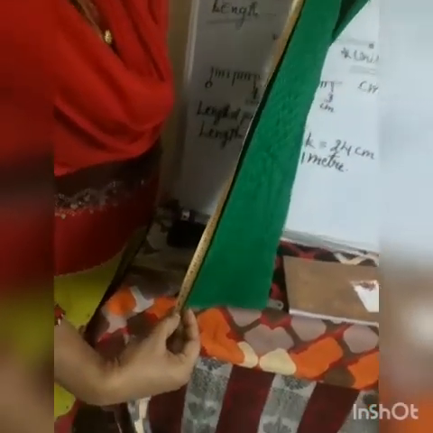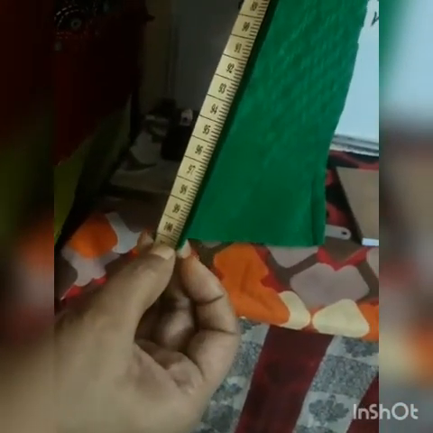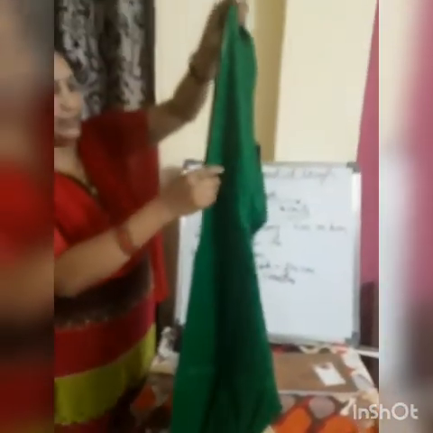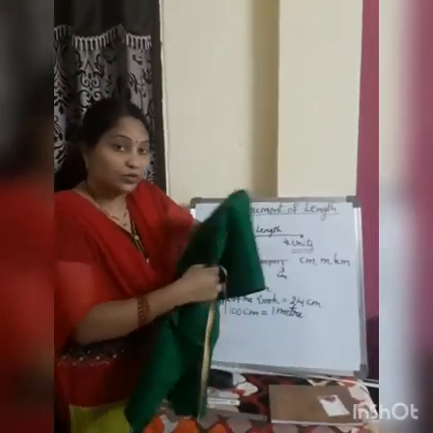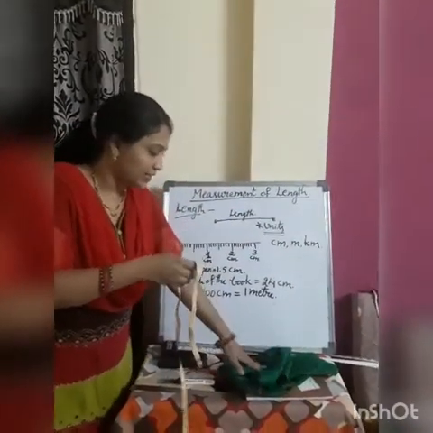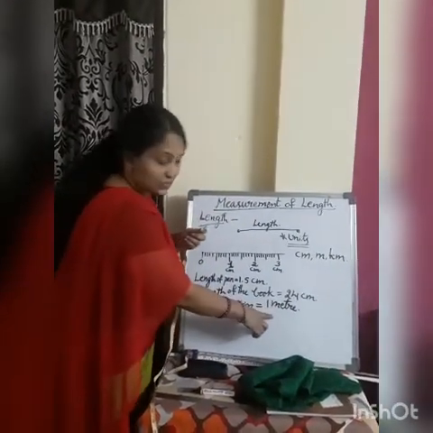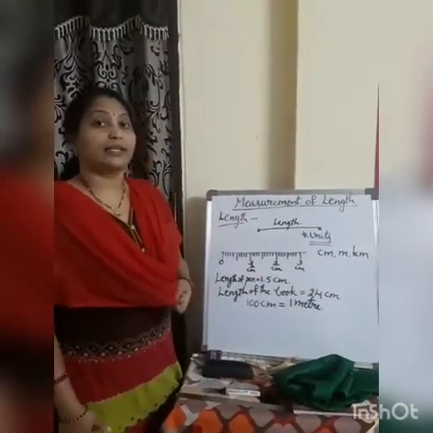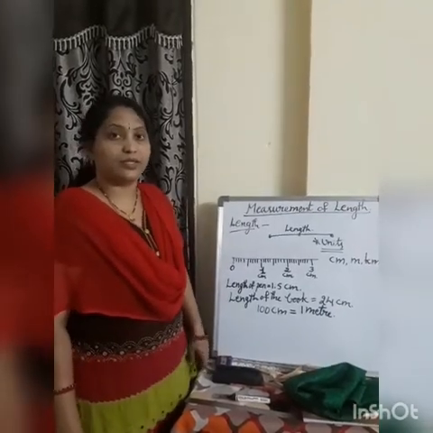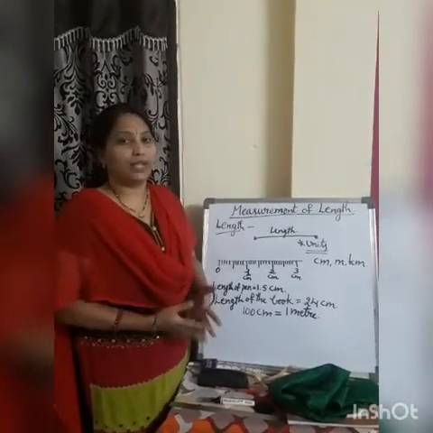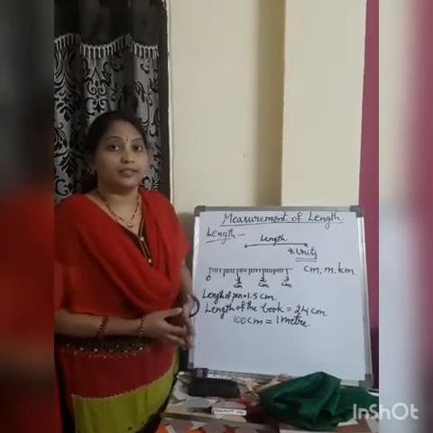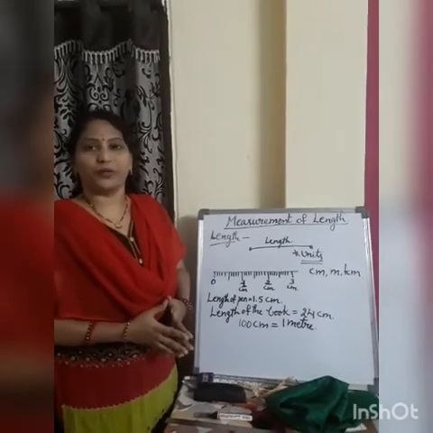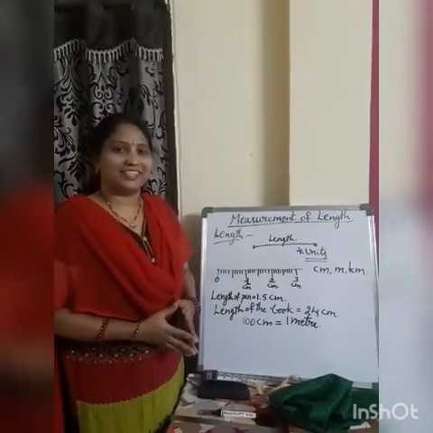So it is exactly 100. Right. So 100 centimeters is equal to 1 meter. So what is the length of this cloth, children, right now? It is 1 meter. Understood? So this is how we have to measure the length with accurate results using different tools. I hope you are all clear with this concept. Thank you everyone.